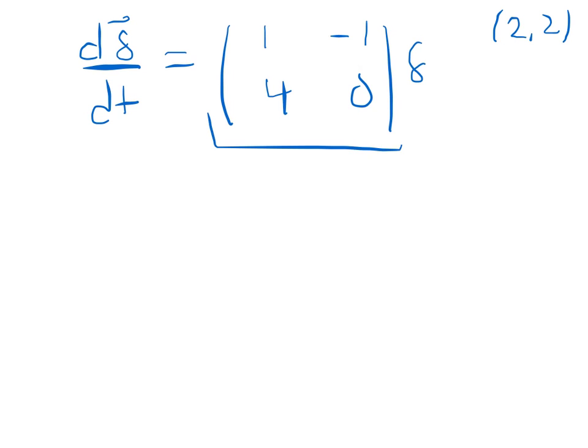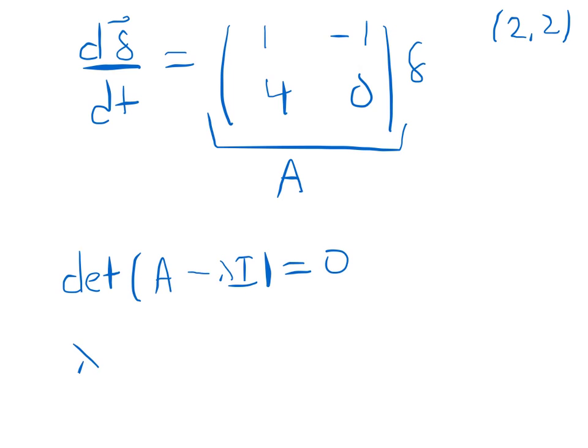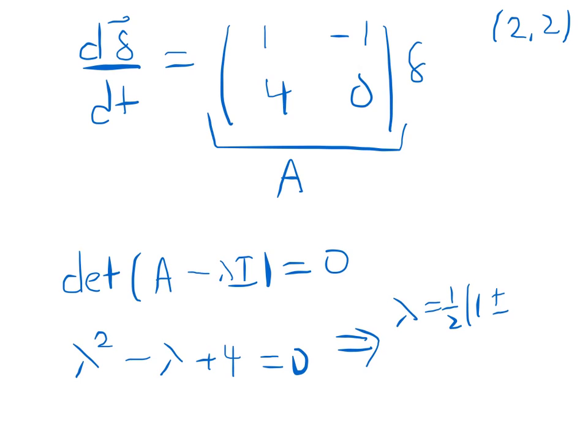So this is our matrix A, and you remember from class that what we have to do to compute the stability of the fixed points is to solve the determinant of A minus lambda I equals 0. The characteristic equation for this is just lambda squared minus lambda plus 4 equals 0. The quadratic equation has roots lambda equals a half times 1 plus or minus the square root of 15 i.